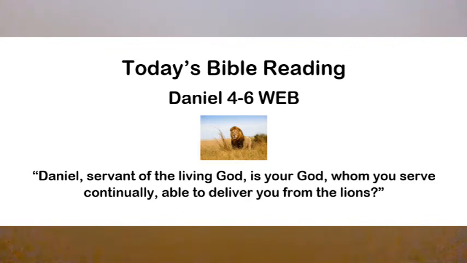The king saw the part of the hand that wrote. Then the king's face was changed in him, and his thoughts troubled him, and the joints of his thighs were loosened, and his knees struck one against the other. The king cried aloud to bring in the enchanters, the Chaldeans, and the soothsayers. The king spoke and said to the wise men of Babylon, Whoever reads this writing and shows me its interpretation shall be clothed with purple and have a chain of gold about his neck, and shall be the third ruler in the kingdom.